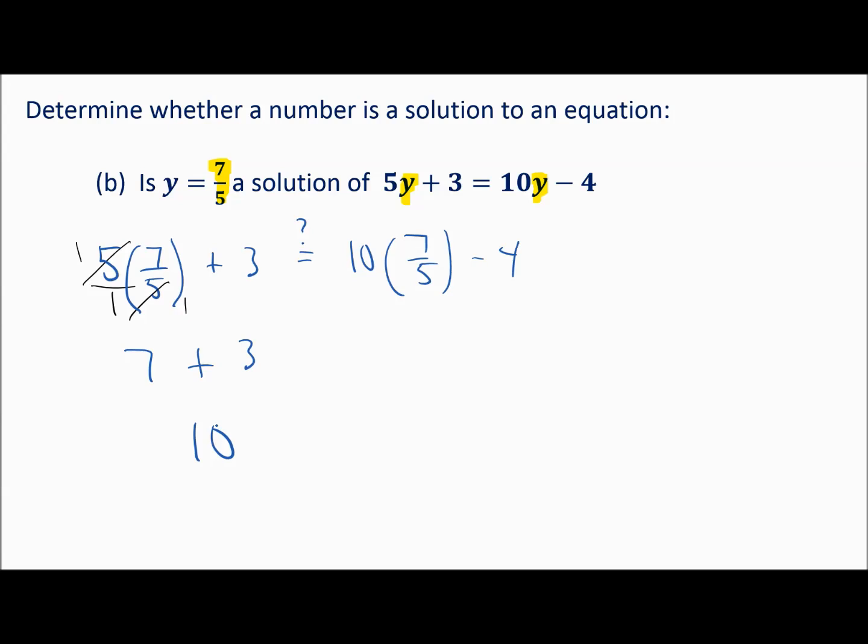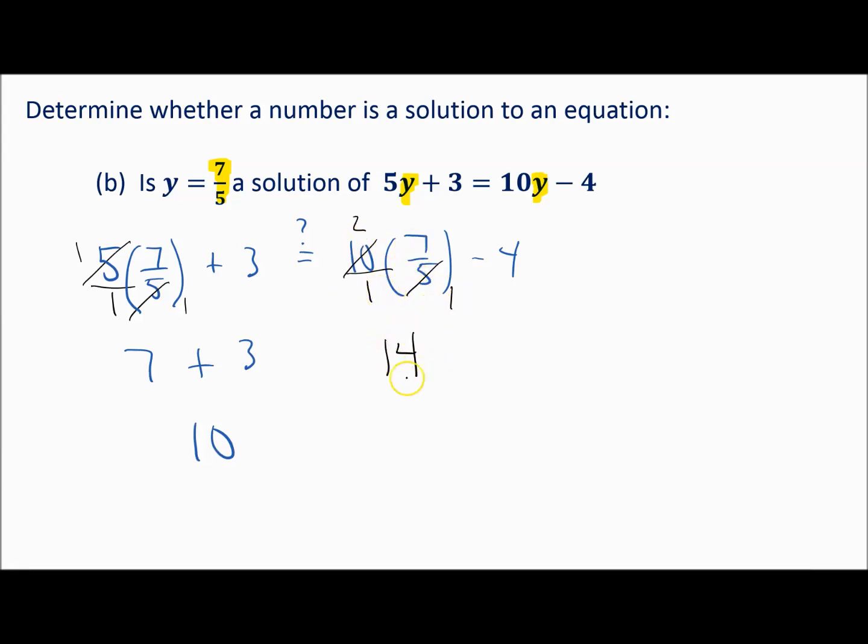Now let's move to the other side. I'm noticing here I still have to multiply fractions way before I can subtract. So this is 10 over 1. 10 and 5 have a greatest common factor. 5 goes into 5 once, 5 goes into 10 twice. And I have 2 times 7 is 14.